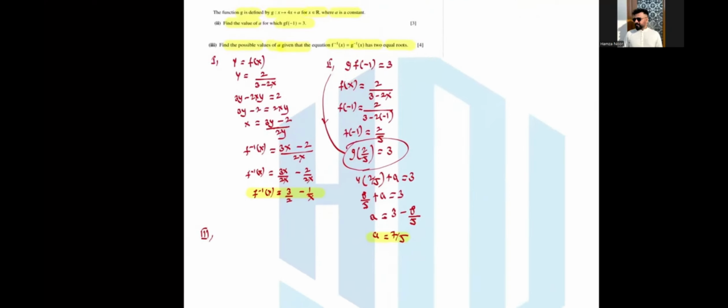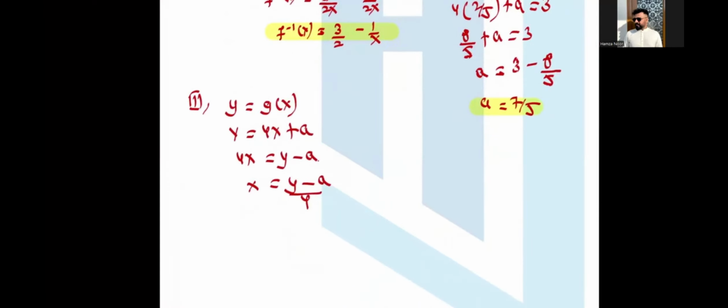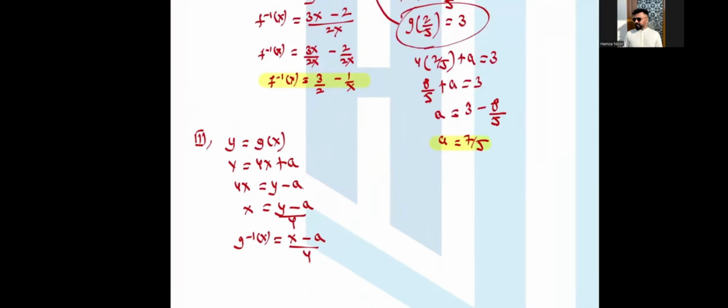So I'm going to do some working for part 3 over here. So first of all, we need to find the g inverse x function. So y is equal to g(x), meaning y is equal to 4x plus a. So 4x is equal to y minus a, meaning x is equal to (y minus a) completely divided by 4. So therefore, g inverse x is equal to (x minus a) completely over 4. This is the g inverse x function.